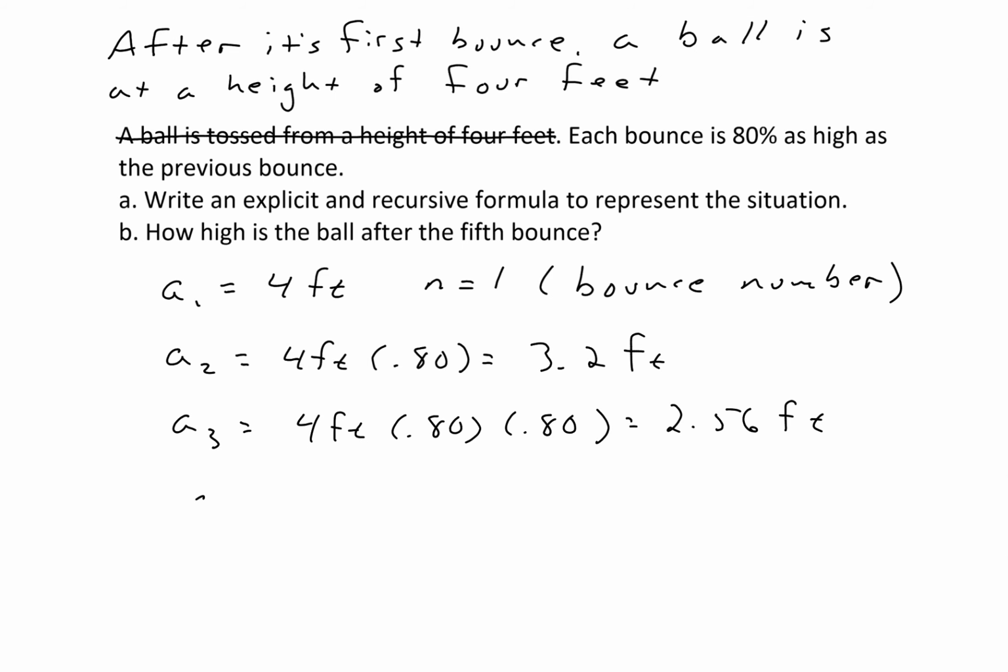So a sub n for any term is the first term, 4, times r, which in this case is 0.80, raised to the n minus 1. The recursive formula: a sub n is going to be a sub n minus 1 multiplied by r, which is 0.80.